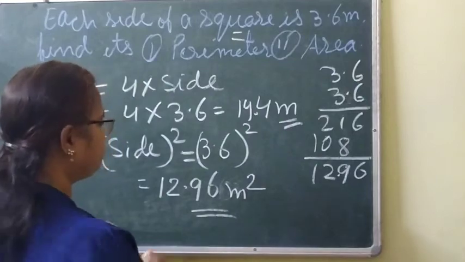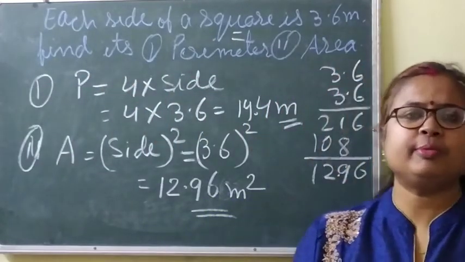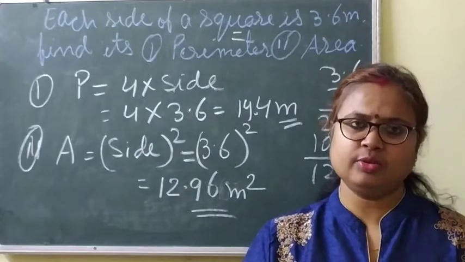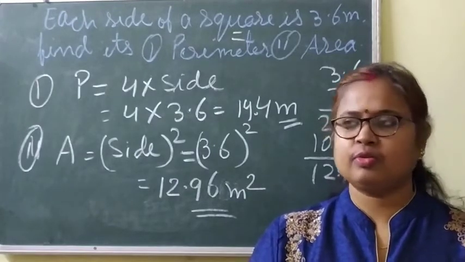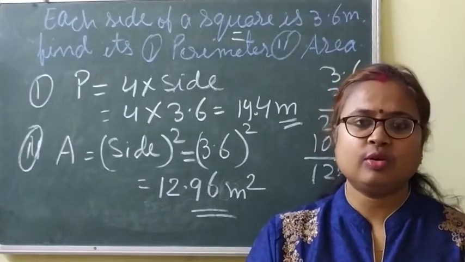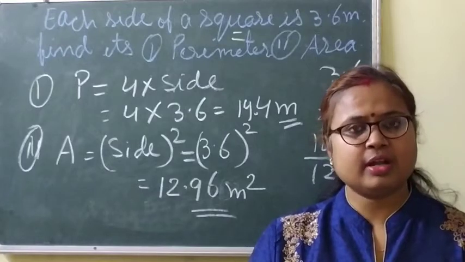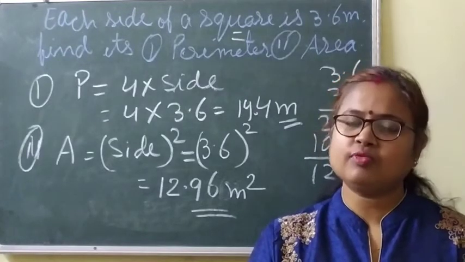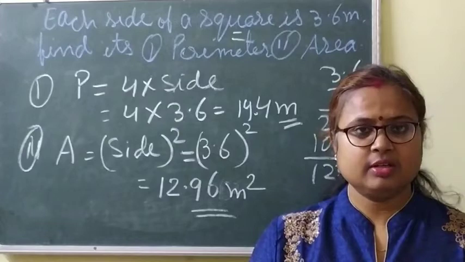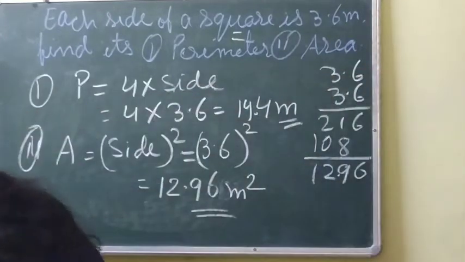Okay, now it's clear? It is not difficult. Perimeter of square is equal to 4 into side. So, what is perimeter? Perimeter means length of the boundary of any figure. So in a square, 4 sides are there and all 4 sides are equal. So 4 into side. Clear? Now let's do the next question.